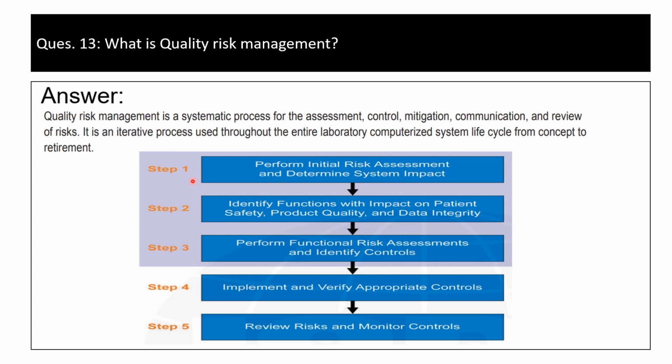In step 1, perform initial risk assessment and determine system impact. In step 2, identify functions with impact on patient safety, product quality and data integrity. In step 3, perform functional risk assessment and identify controls. In step 4, implement and verify appropriate controls. In step 5, review risk and monitor the controls.